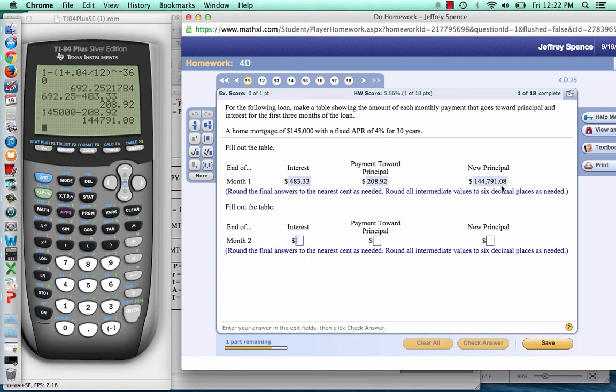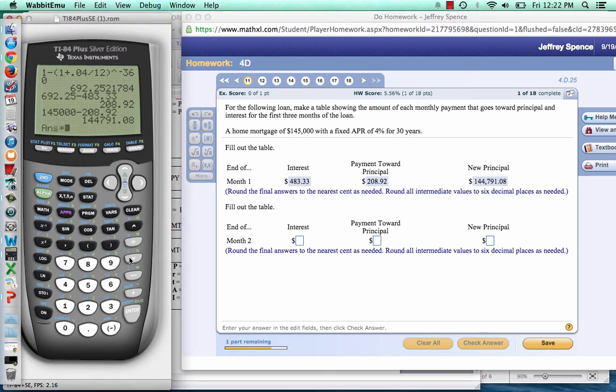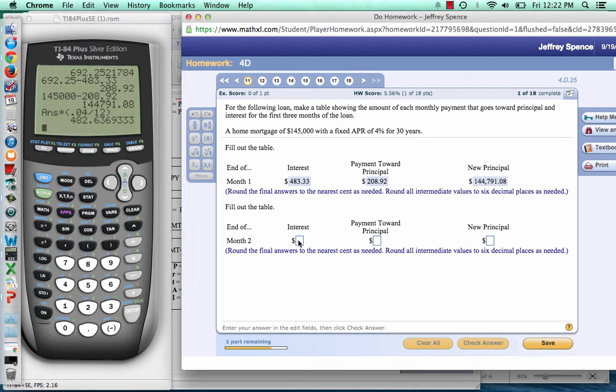Now what changes is that we owe a little bit less. So our interest should go down a little bit because it's interest on this amount. If you take this amount times .04 divided by 12, this will be our interest. That's how we always compute the interest: what we owe times the APR divided by 12. So in this case it's $482.64. Remember, our monthly payment is always going to be $692.25. That's up here, $692.25. You should jot that down.